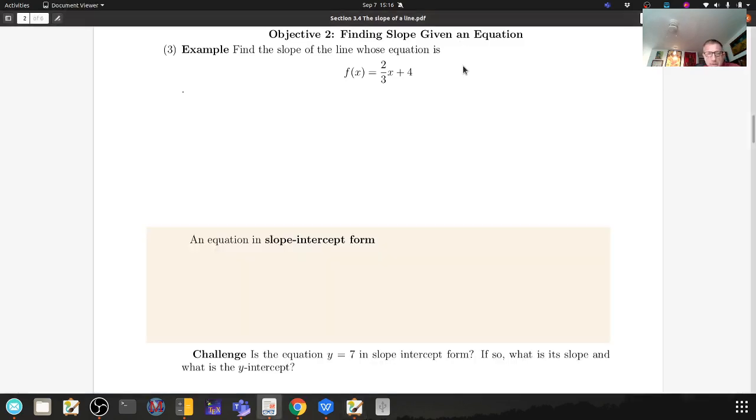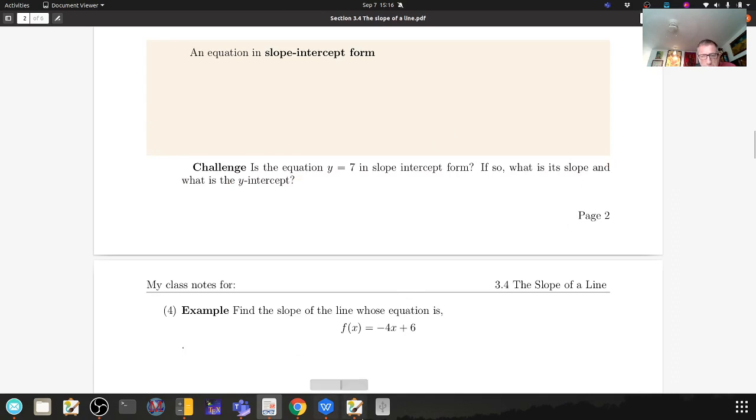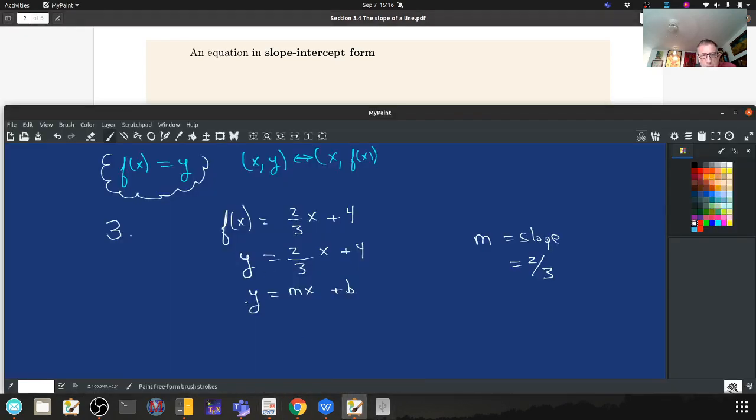So let's do another one. So an equation in slope-intercept form is just the equation I gave you. Y is equal to mx plus b. Remember, m is the slope. The point (0, b) is the y-intercept.